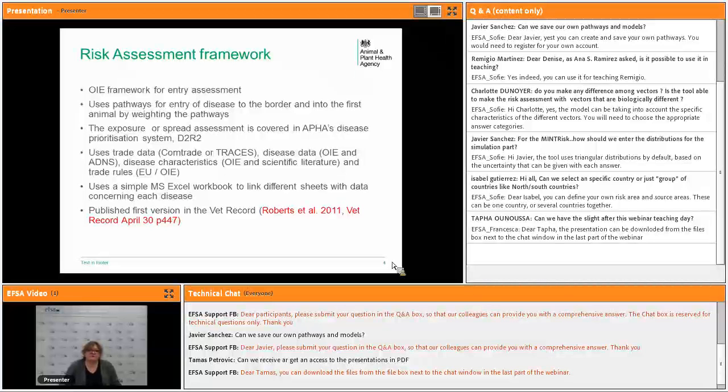The tool itself uses a simple Microsoft Excel workbook. Within it, it links different spreadsheets together to give a final risk score. It's a semi-quantitative tool and is used really to compare from one disease to another. If you wanted to look at a single disease, you would have to do some more in-depth analysis of that particular disease. The first version was published in the Vet Record in 2011, and we've since been developing the tool a little bit more, so it has some new features which we hope to publish on again quite soon.